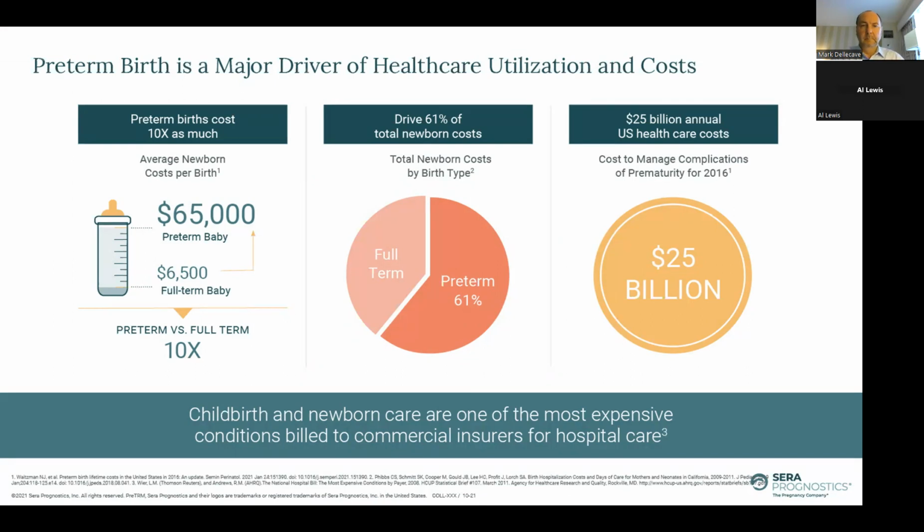So preterm births, in your Medicaid, you probably have to multiply these by 5 for commercial, cost 10 times as much as full-term births do, and they drive the large majority of your newborn costs. If in fact you have stop loss coverage and you look at your stop loss claims, you're going to see a lot related to the beginning of life every year.